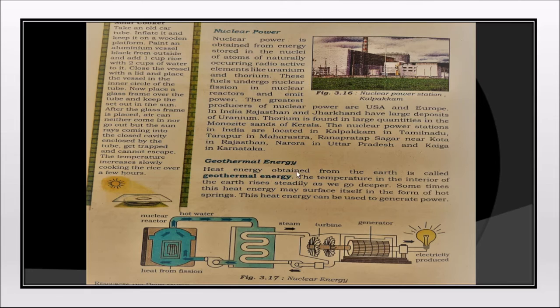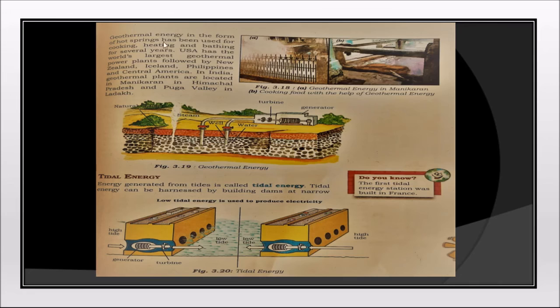Now, geothermal energy. Heat energy obtained from the earth is called geothermal energy. The temperature in the interior of the earth rises steadily as we go deeper. Sometimes this heat energy may surface itself in the form of hot springs. This heat energy can be used to generate power. And you can see the clear picture given down, children. Here you can see. And then geothermal energy in the form of hot springs has been used for cooking, heating and bathing for several years.